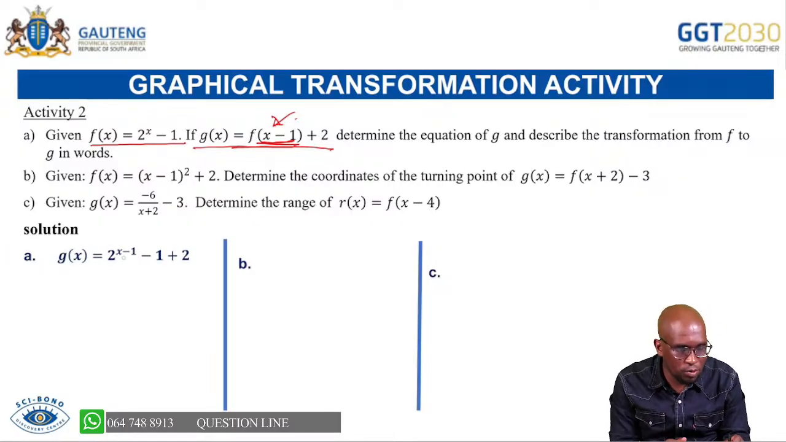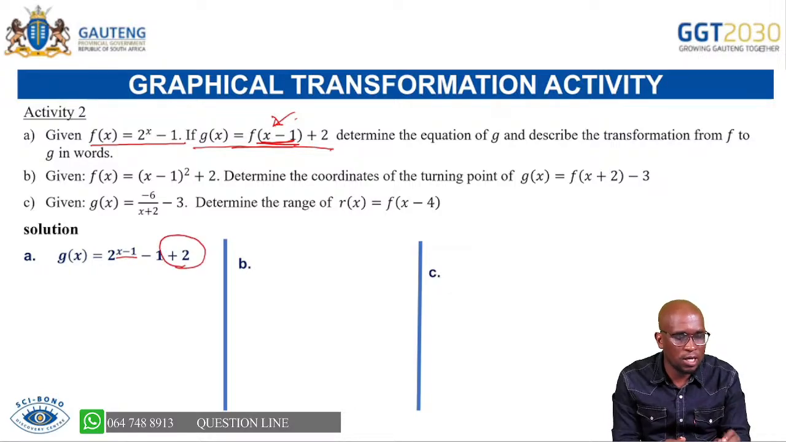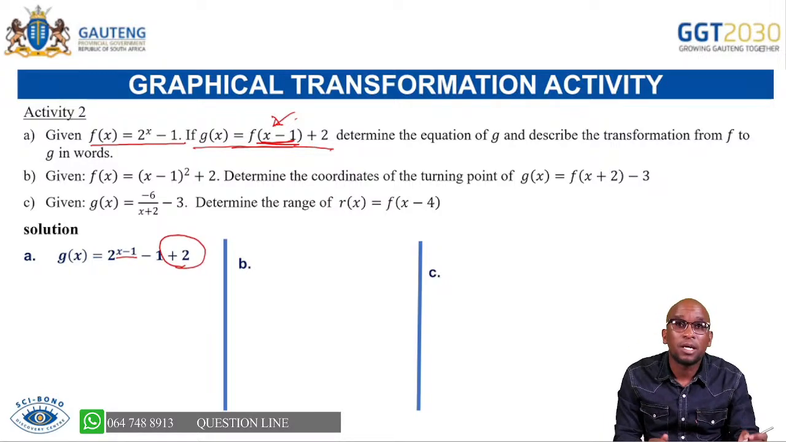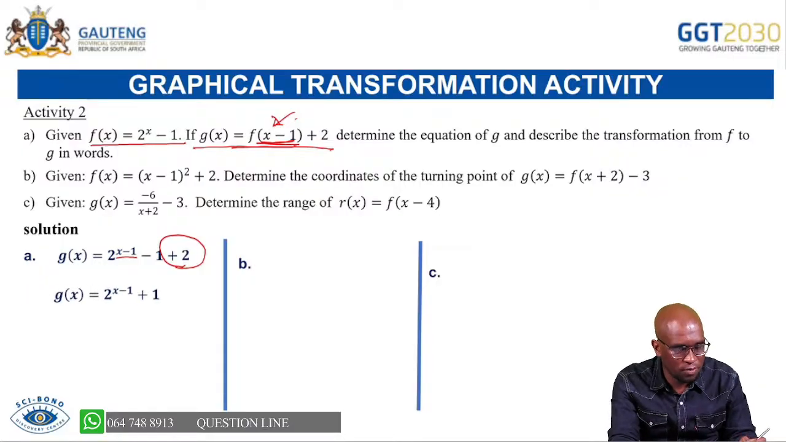There we go. Where we see x, we put in x minus 1, and then we added 2 to the whole thing. And then from there, when we simplify, we get that g of x is 2 to the x minus 1 plus 1. That is the equation of g. And then now we need to describe the transformation.